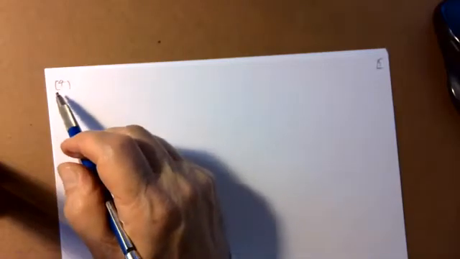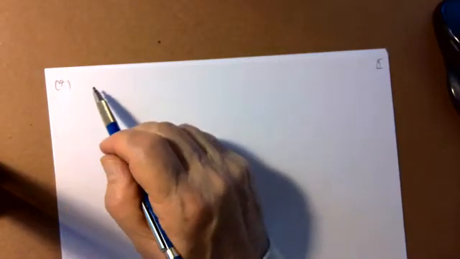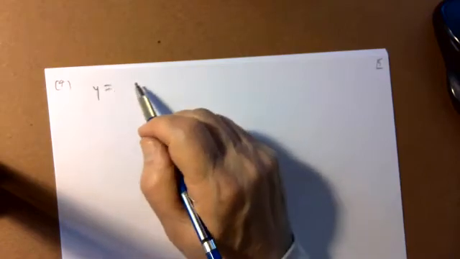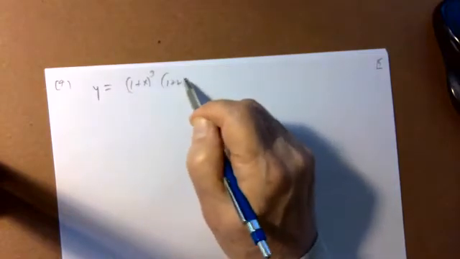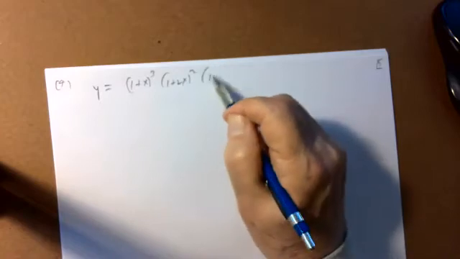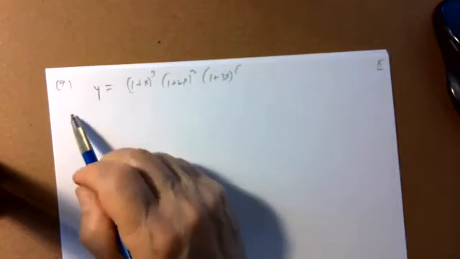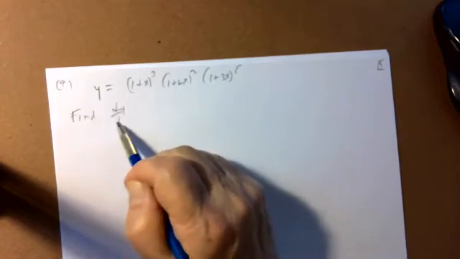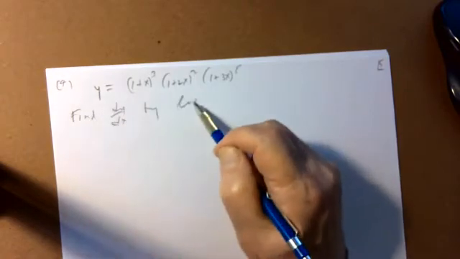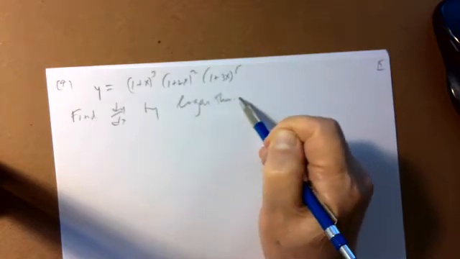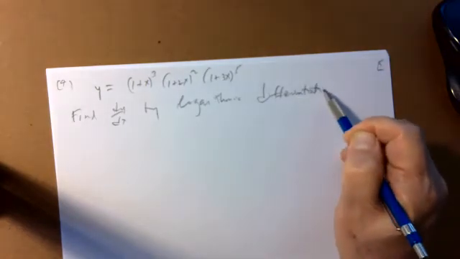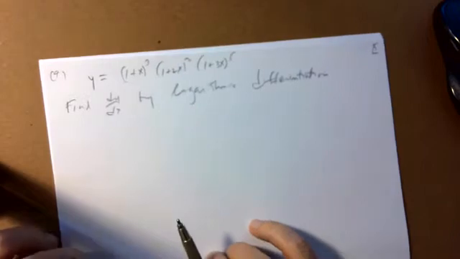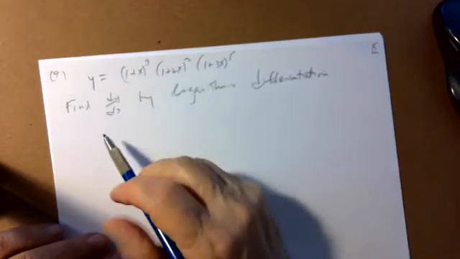Let's look at problem 4. And in problem 4, we have the following function, y equals (1 plus x cubed)(1 plus 2x squared)(1 plus 3x to the 5th). And we need to find dy dx by logarithmic differentiation. That means take the logarithm and then differentiate.